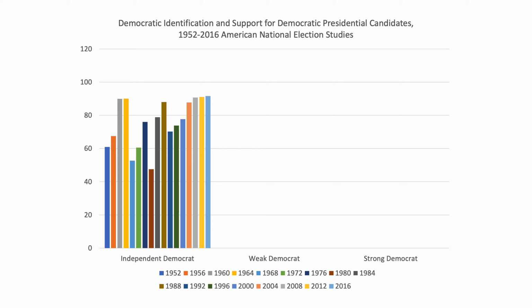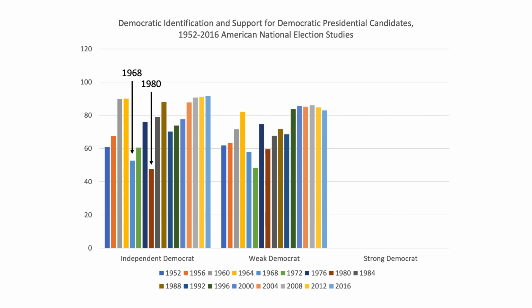But you'll see two other key elections. The first, in 1968, Hubert Humphrey barely got half of the support from independent Democrats. And then in 1980, when Jimmy Carter was running for re-election against Ronald Reagan, he got less than 50% support among independent Democrats. But notice the past 7 bars, the past 7 presidential elections, where we see a real increase, moving into basically the 90s when it comes to support by independent Democrats for their presidential candidates.